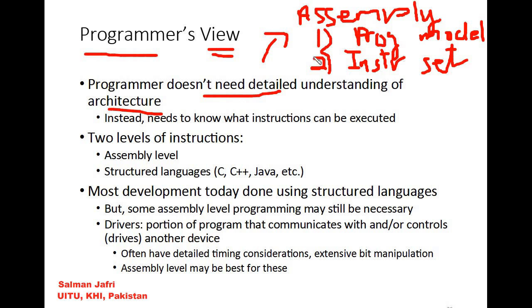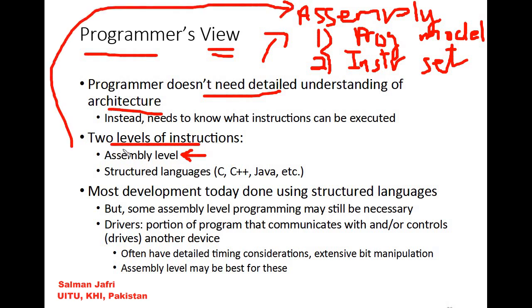If you move to a high level language, we do not even need any knowledge about the programming model or instruction set. In a high level language, we only need knowledge of the high level language itself, the commands that can be executed, right? So what are the two levels of instructions? The basic lowest level is the assembly level, which I talked about earlier.